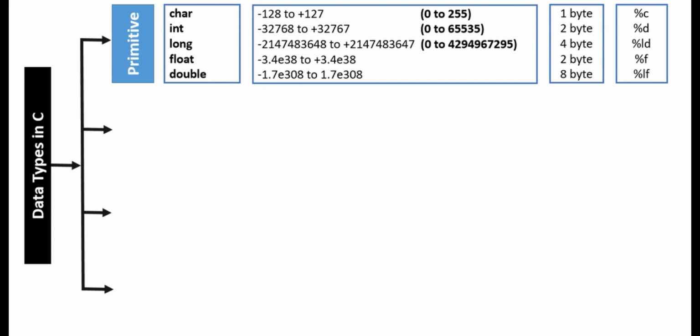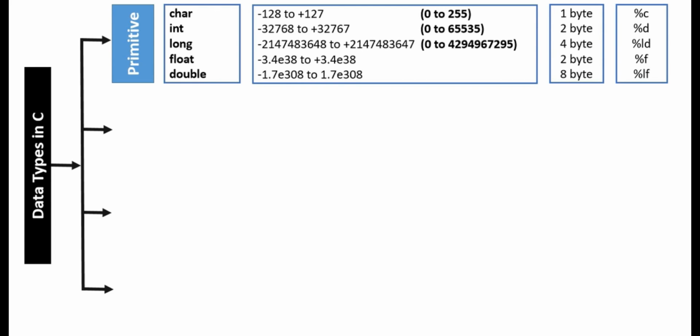Size is 4 byte and represented by format specifier %ld. Next is float data type. Its range is minus 3.4 e raised to the power 38 to plus 3.4 e raised to the power 38, having size of 2 byte and represented by %f format specifier. The last one is double data type, range minus 1.7 e raised to the power 308 to 1.7 e raised to the power 308. It is having the size of 8 byte represented by %lf.